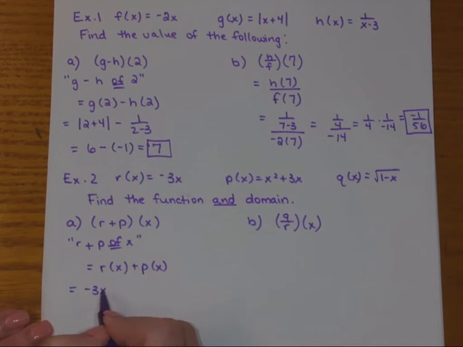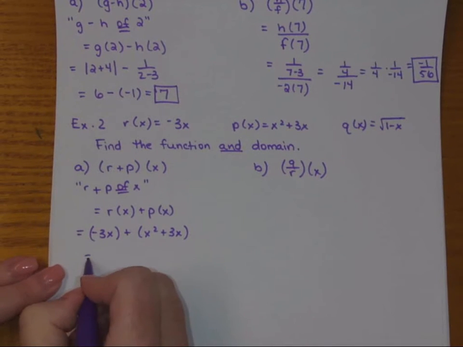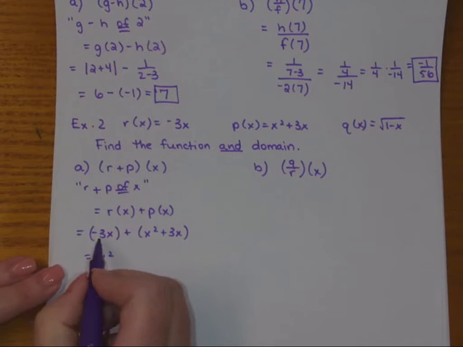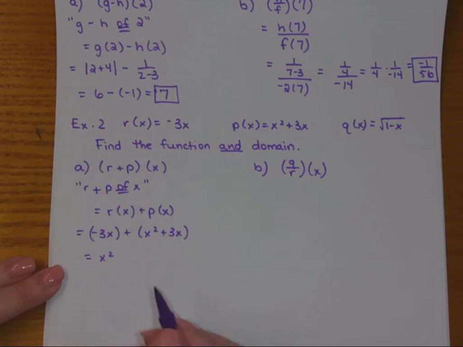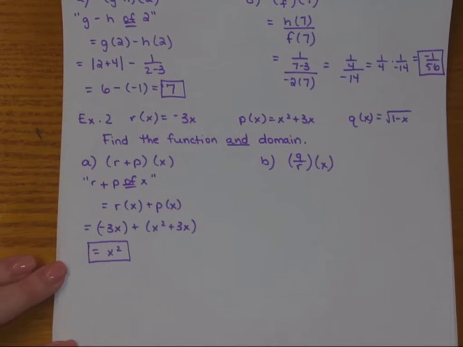So it's going to be negative 3x plus whatever p is, right? So it's x squared plus 3x. And then we'll want to combine like terms. So if we add these, we'll get x squared, and then minus 3x plus 3x cancels out. So my new function is x squared, okay?